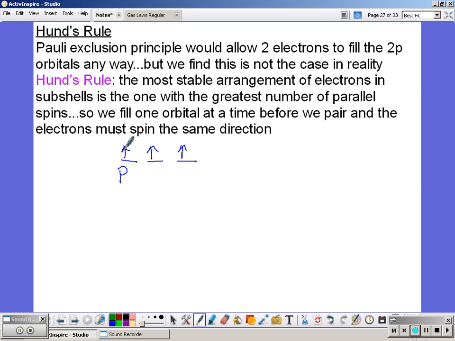All three of those electrons have to be going the same direction. So we could draw them all going up, or we could draw them all going down. But they have to have the same spin because Hund's rule says that that's the most stable arrangement.